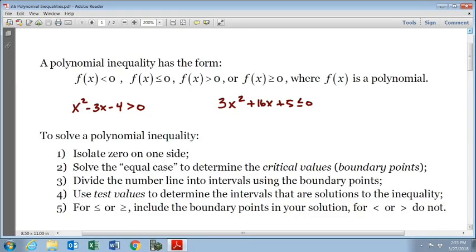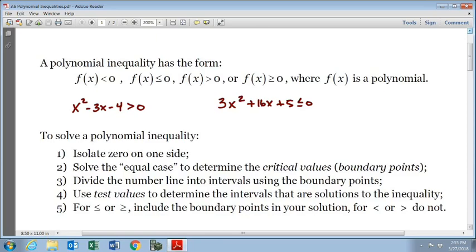In this video, I'm going to discuss how to solve a polynomial inequality. A polynomial inequality has the form f of x is less than 0, less than or equal to 0, greater than 0, or greater than or equal to 0, where f of x is some polynomial. I've written down two examples of polynomial inequalities. It's the greater than or less than symbols that make these inequalities.